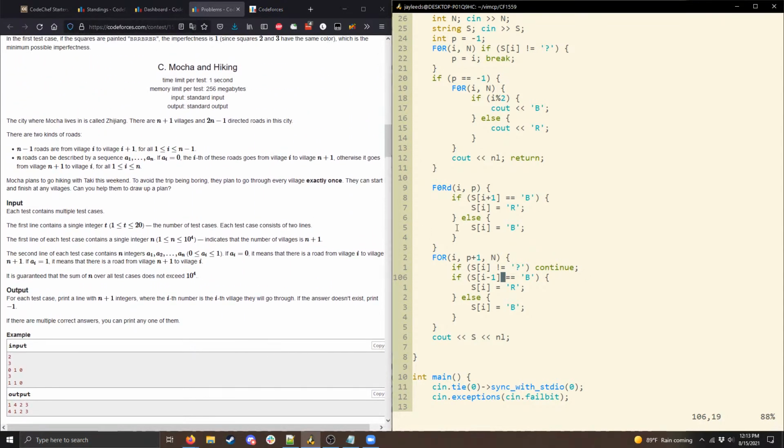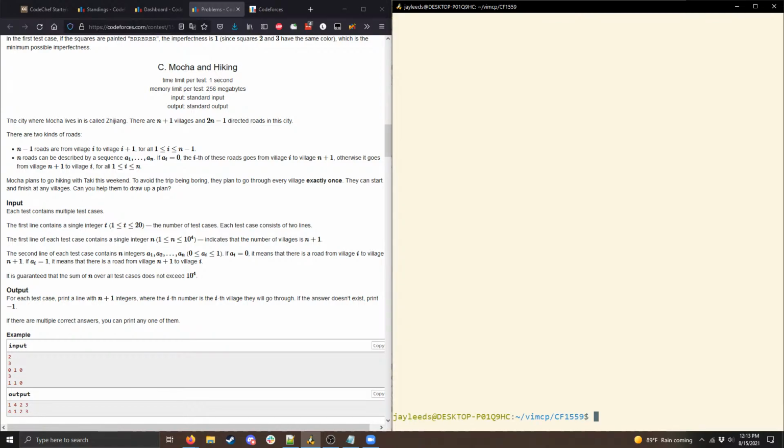Okay, next problem, Mocha and Hiking. I've seen a couple of people mentioning topological sort solutions to this problem, but it turns out you can actually do something a little bit simpler. So let me explain the problem statement first.